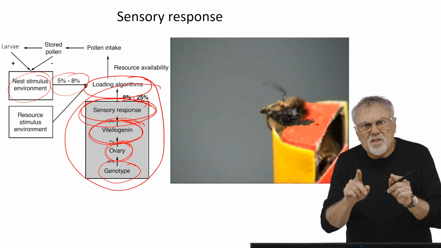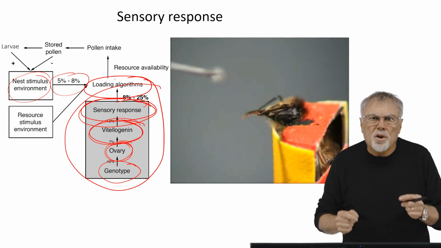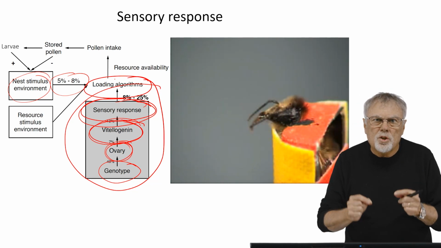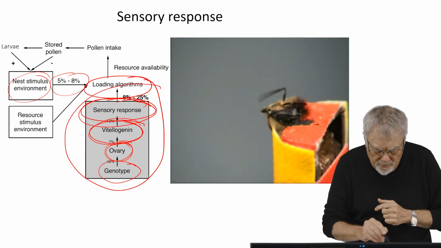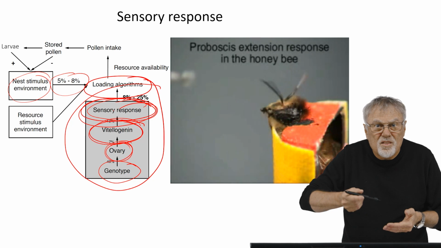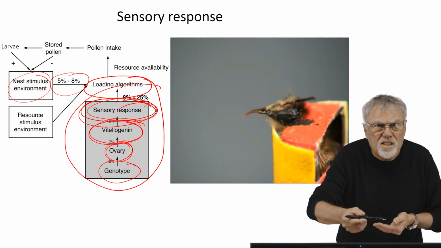So they can touch the antennae, the proboscis comes out, and we can measure her response threshold to sugar. And looking again at this idea of the response system that's being determined by genotype, ovary, vitellogenin, sensory response, then that feeds into these loading algorithms.